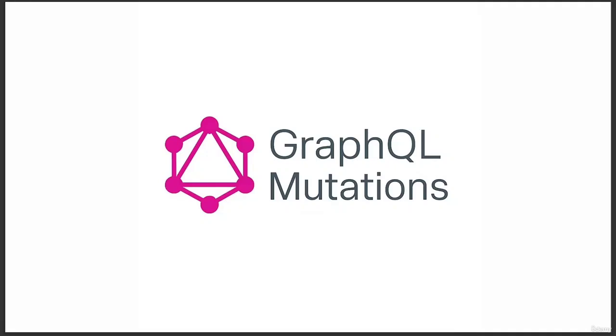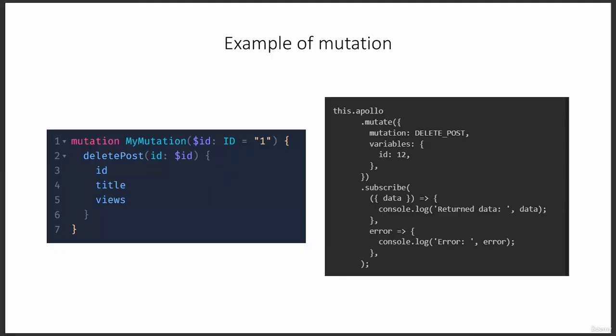Now let's take a look at a real example of how we use a mutation to delete a post. In this case, we use the mutate method from Apollo. We pass a mutation called delete post, which is a GraphQL mutation. We also pass a variables object. Here, we specify which post we want to delete by its ID. Finally, we subscribe to the returned observable to handle the response. In the subscription, if the mutation is successful, the data callback is triggered. If something goes wrong, the error callback is triggered.